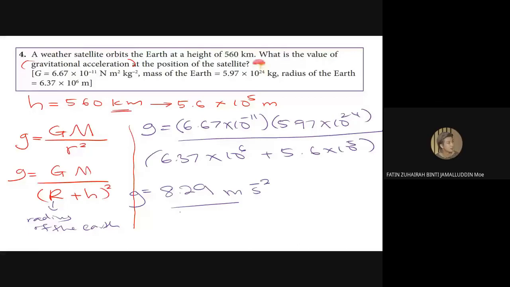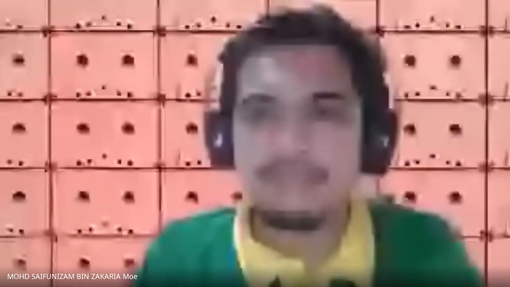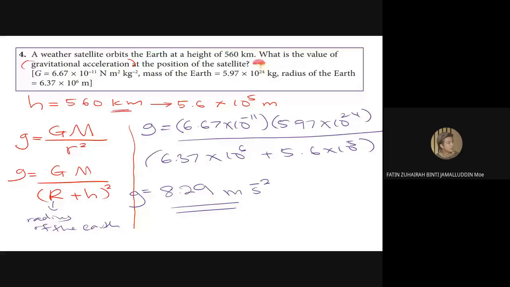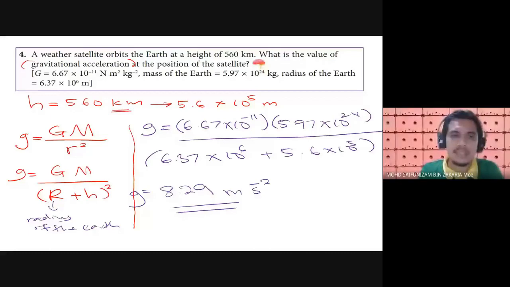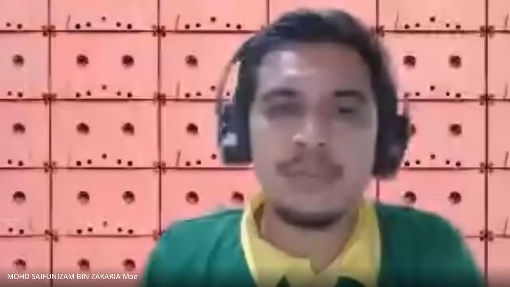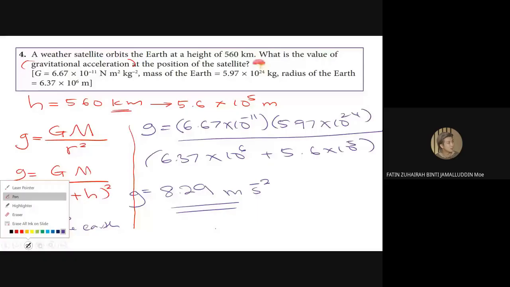Cikgu nak tanya, kalau kita genapkan jadi 8.3 boleh tak? Oh, I think it's better you give the answer at least in 2 decimal places. Okay. Thank you. You're welcome.